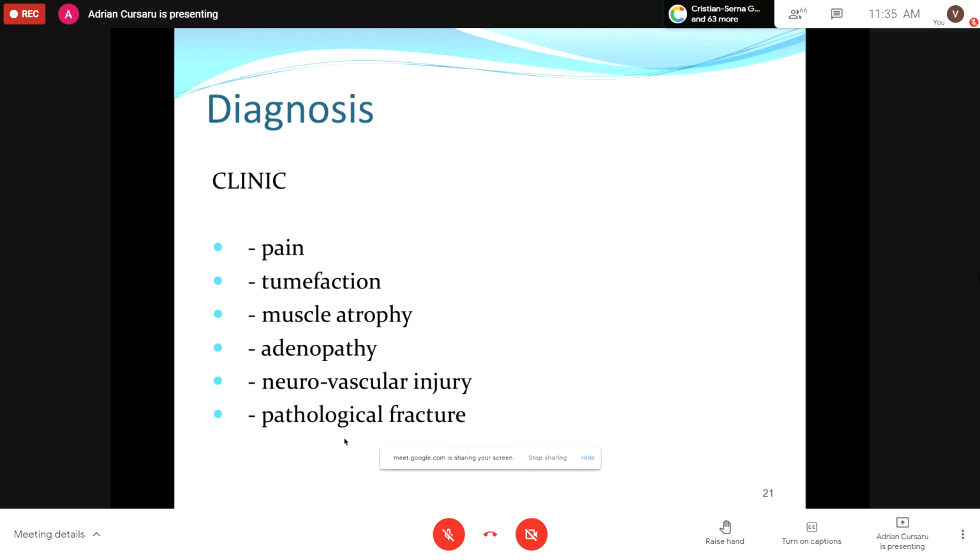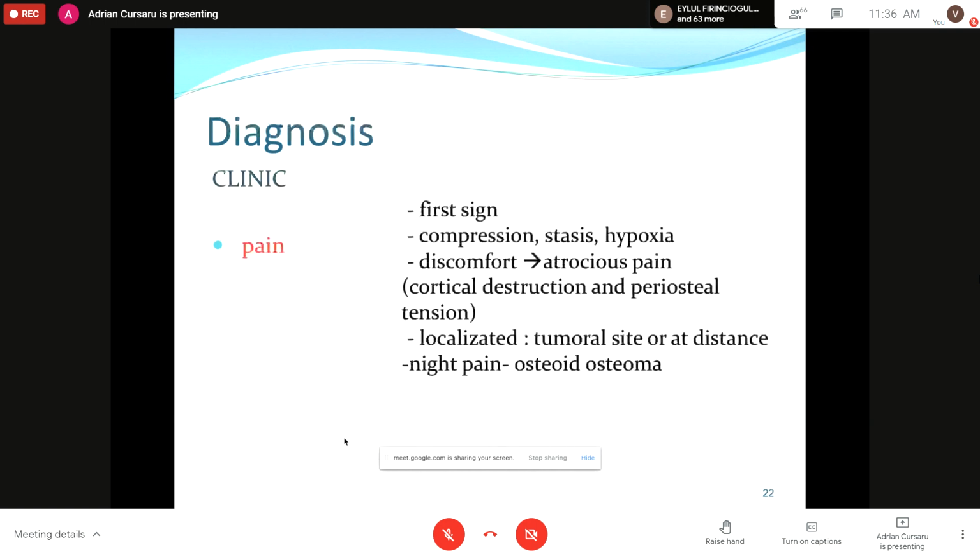And another type of clinical presentation of our patients is represented by the pathological fracture. If we have a pathological fracture, if it was an intracompartmental type of tumor, when we have a pathological fracture, it is for sure that now it's an extracompartmental type of tumor. The pain, in most cases, is the first sign.